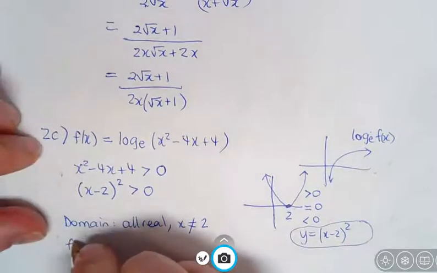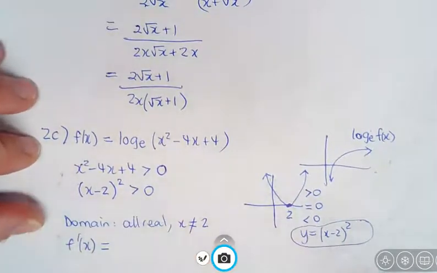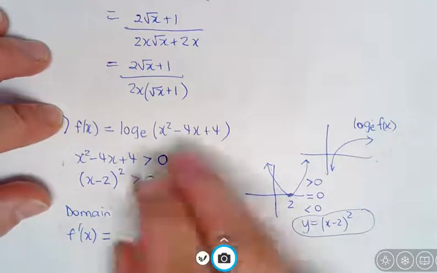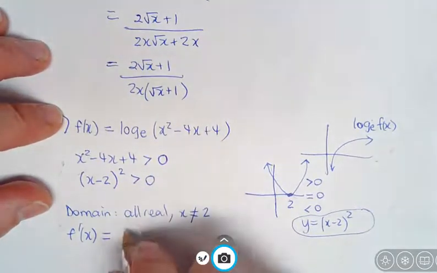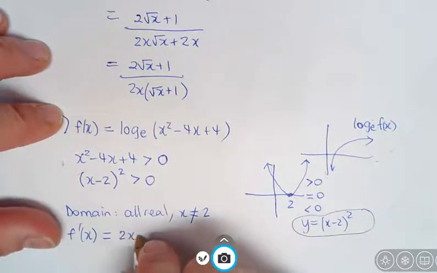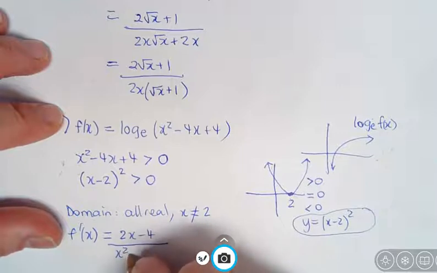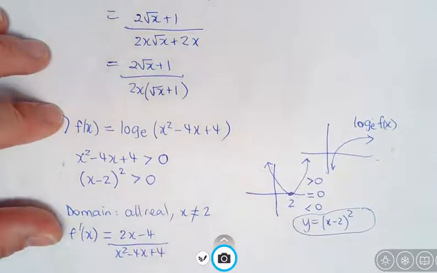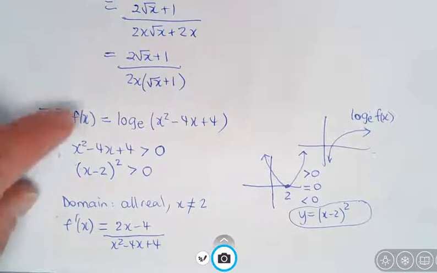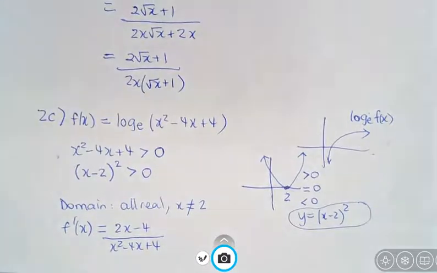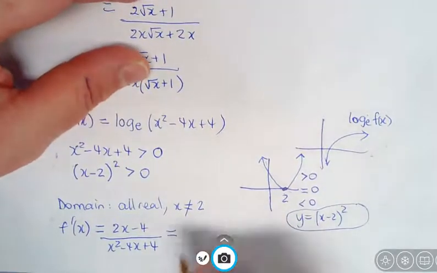Then the derivative of the log will be the derivative of this over the function. So it'll be 2x minus 4 over x squared minus 4x plus 4. That is the derivative. What you want to do is just see if you can simplify it.